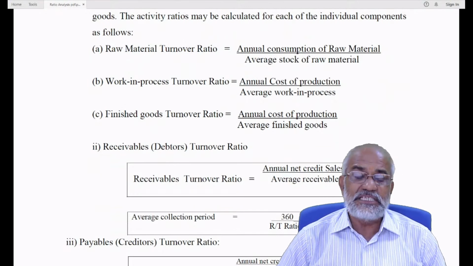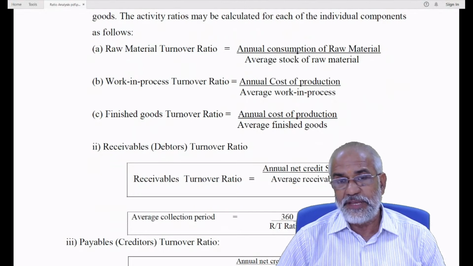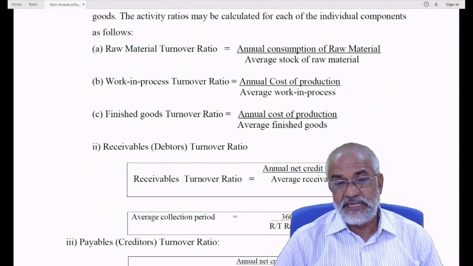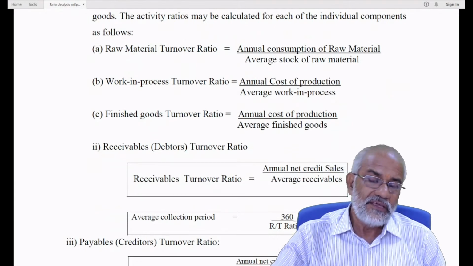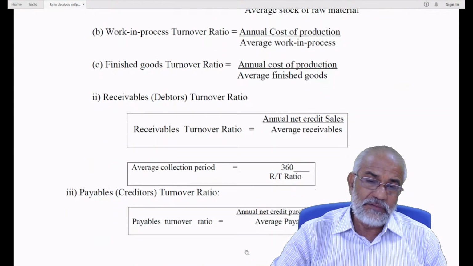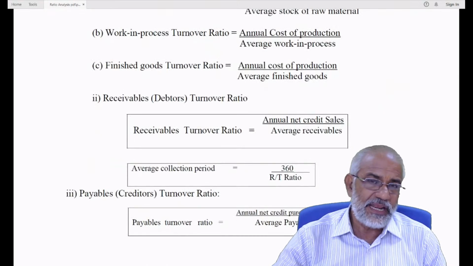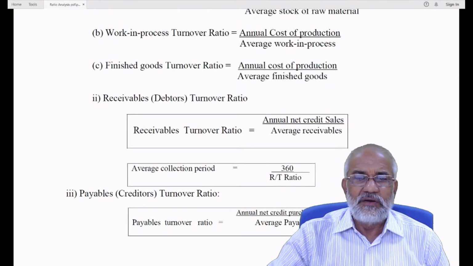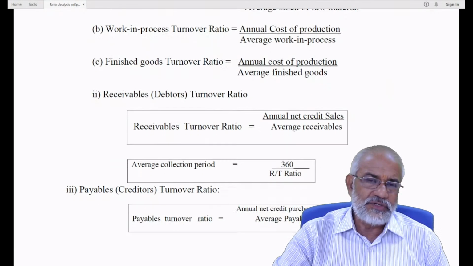After calculation of the receivable turnover ratio, we may be asked for computation of the average collection period. Average collection period is 360 divided by the receivable turnover ratio or debtors turnover ratio. That is dependent on the credit policy of the organization. That helps in determination of the credit policy of the organization. So that is the receivable turnover ratio or debtors turnover ratio.